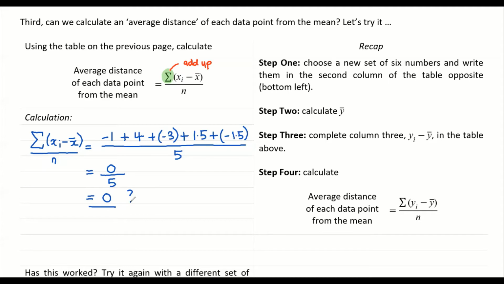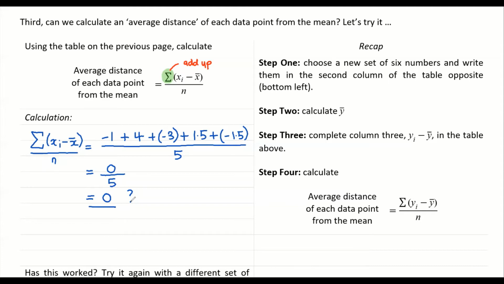Now that can't be right. What's gone wrong? Clearly the average distance is not 0. If you look at that diagram we drew and took the average length of those lines, you're not going to get 0 for your average distance. If the average distance was 0, then everything would be purely on the mean, wouldn't it? So something's gone wrong here. Those distances would not all sum to 0.